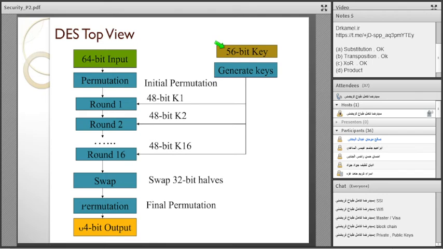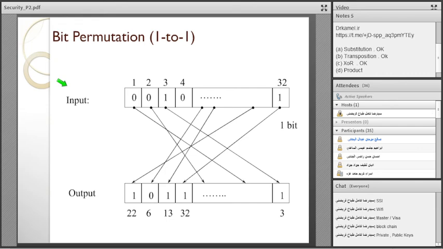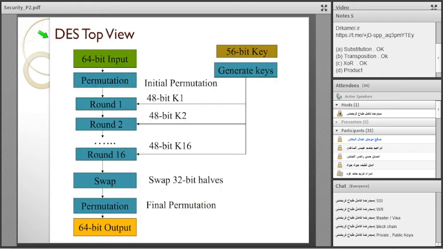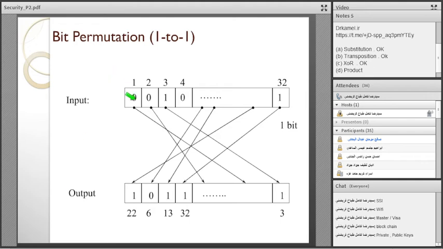We have 64 bits input, and then we have permutation, which means that we change the bits. We have 16 rounds, which are all of these Feistel rounds we already discussed. Then we have a swap, and permutation again, and then we have 64 bits of encrypted data. We also have one box, which Marve asked about, that from one original key creates all of the 48-bit keys.